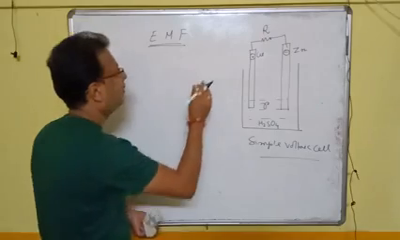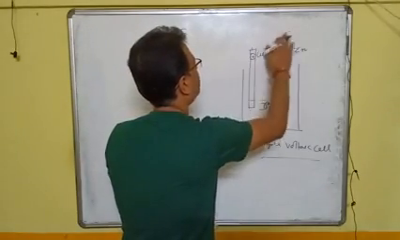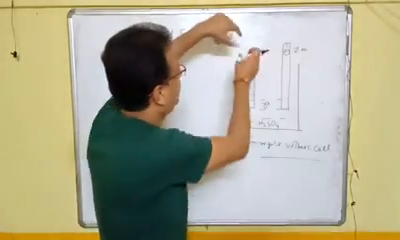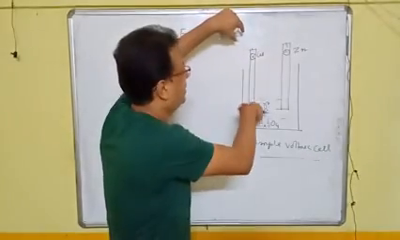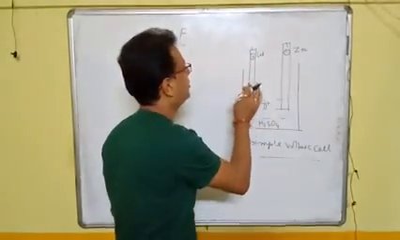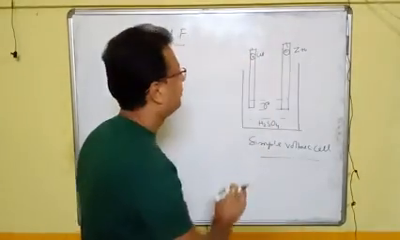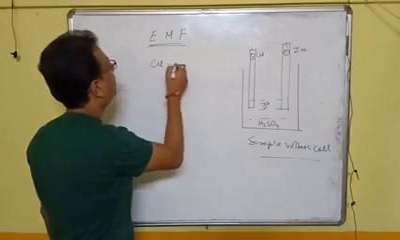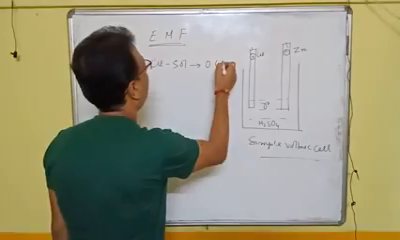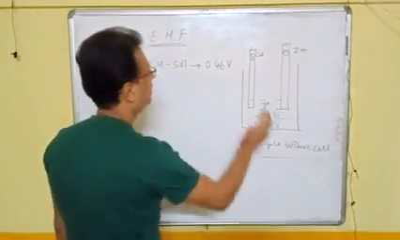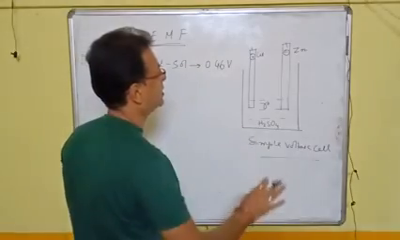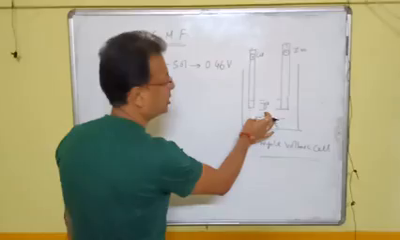Now, if you just place the electrode without connecting wires, for example a copper electrode, put inside the solution, immediately there is a potential difference between the copper and the solution. The potential difference between the copper and the solution is roughly 0.46 volts. It means copper is at high potential with respect to the solution.